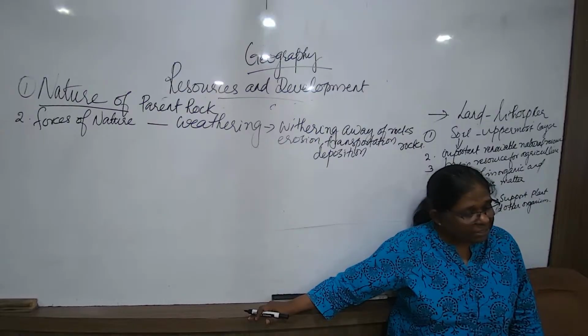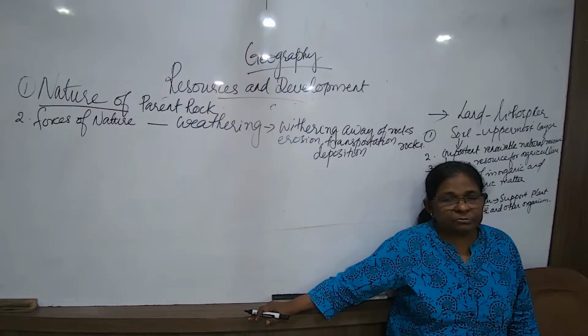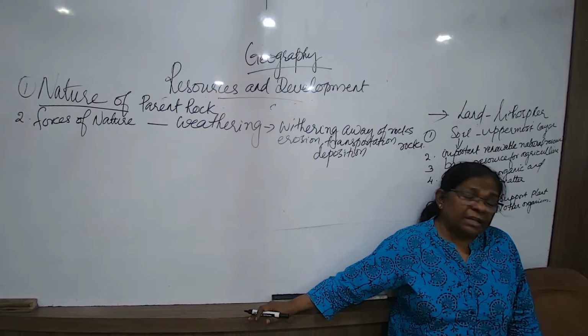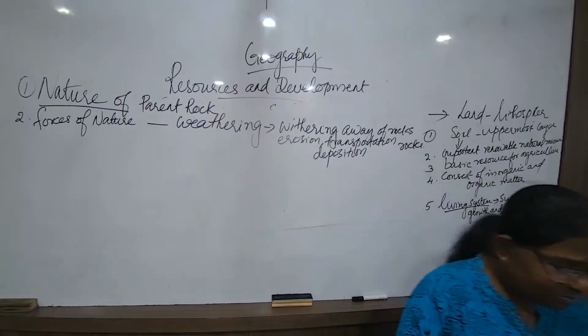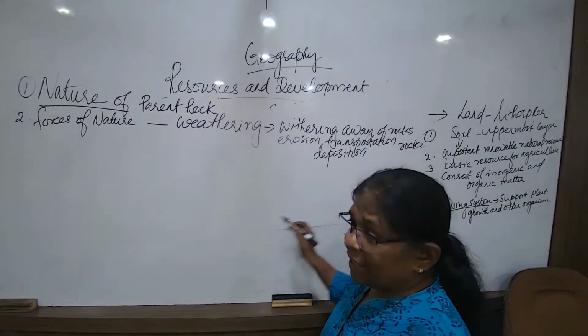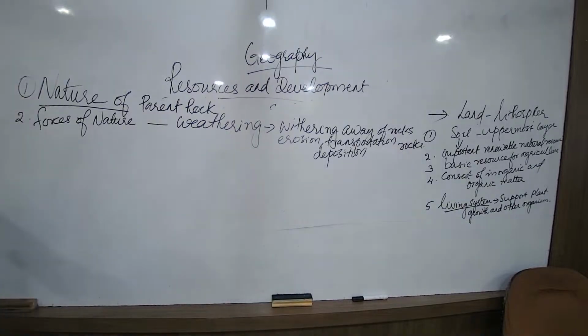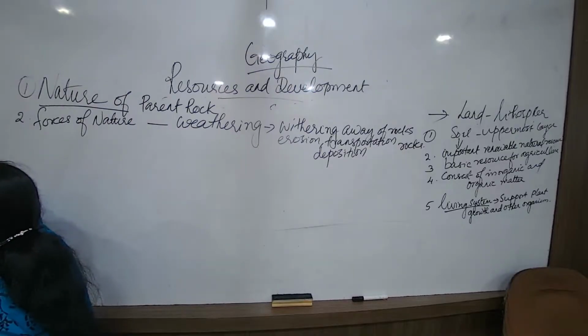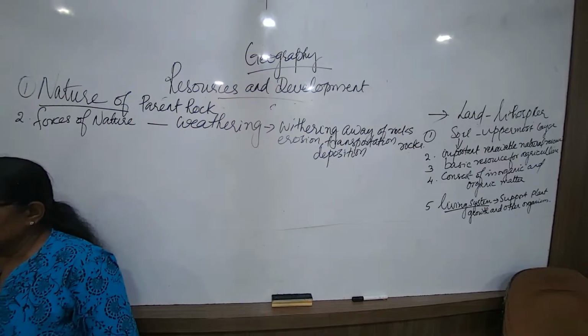Now, next point. Climate determines the rate of weathering and the type of vegetation. The rate. See, earlier I told you about soil formation, the soil profile. Now you just imagine some areas where some trees are growing.